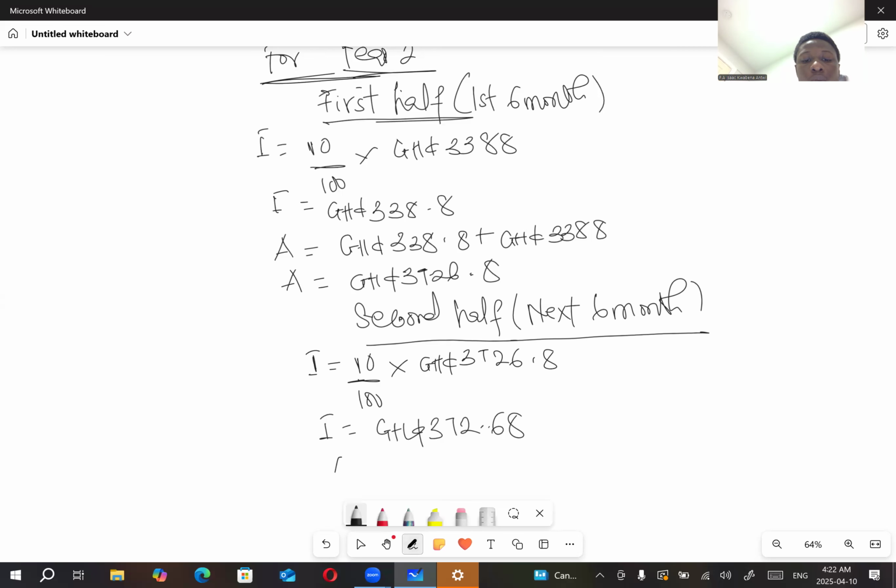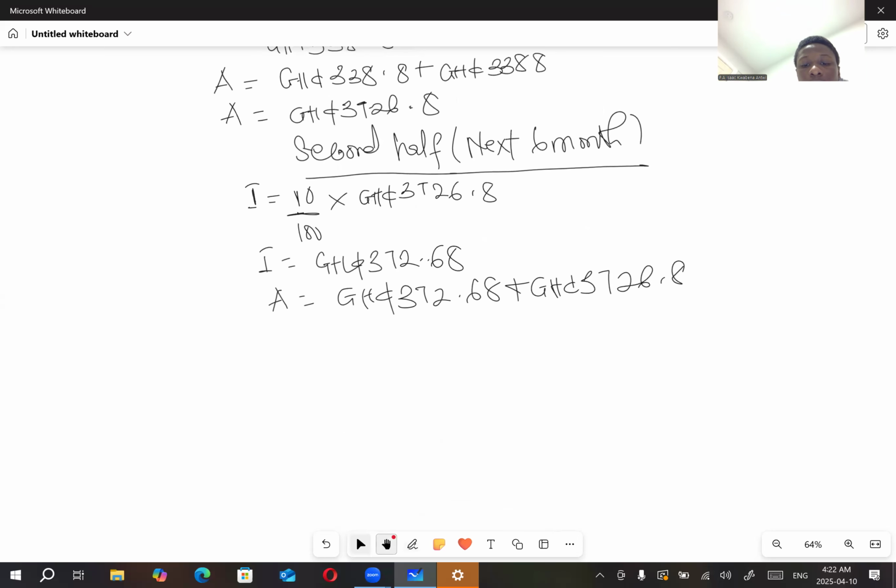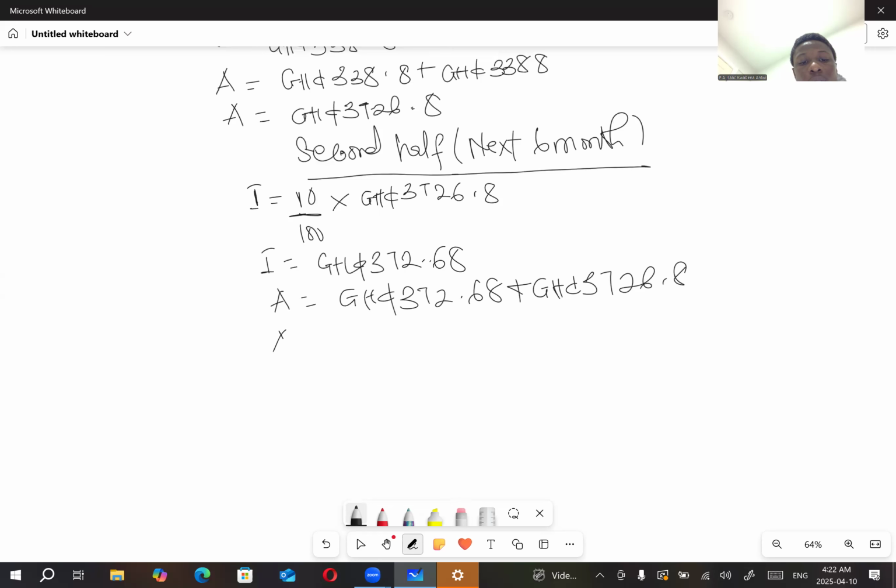So amount will be equal to 372.68 plus 3726.8. Amount will be equal to 4099.48.